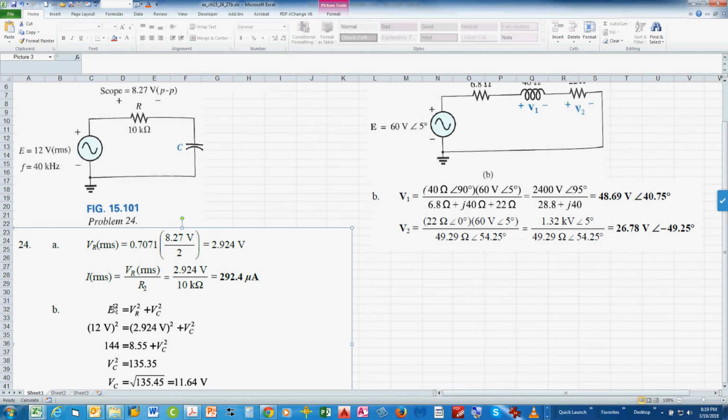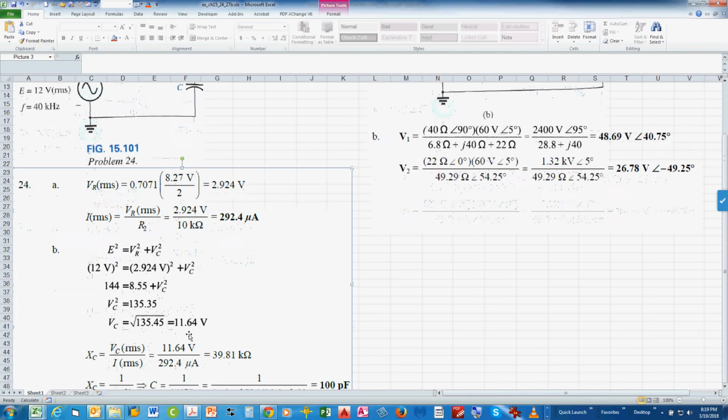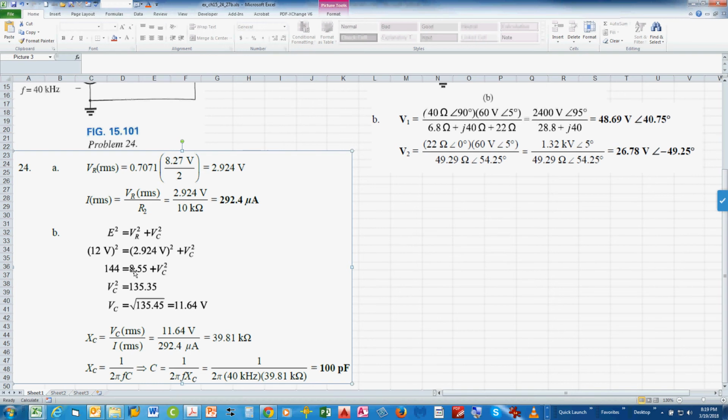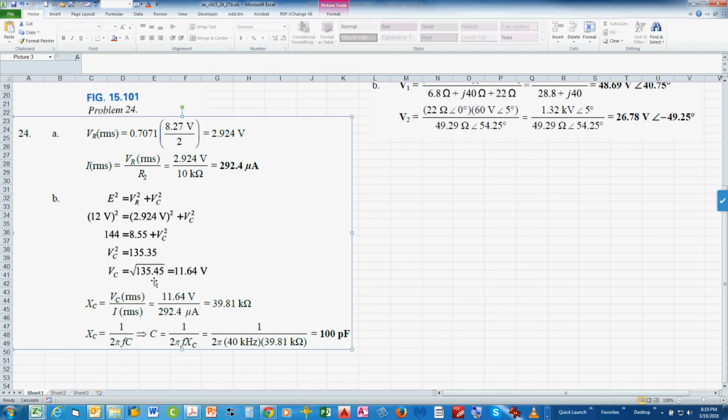So what you can do is square everything, and you get 12 volts squared equals 2.924 squared, because that's what we figured out here, and then V sub C squared. So then you multiply these out, and that is 144, 8.55 V squared. You subtract 8.55 from both sides, and you get V squared equals 135.35. Take the square root of both sides, and then you get 11.64.